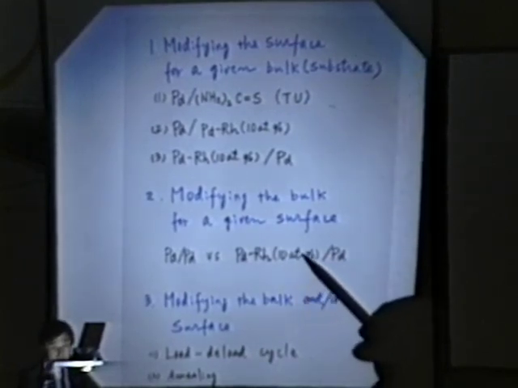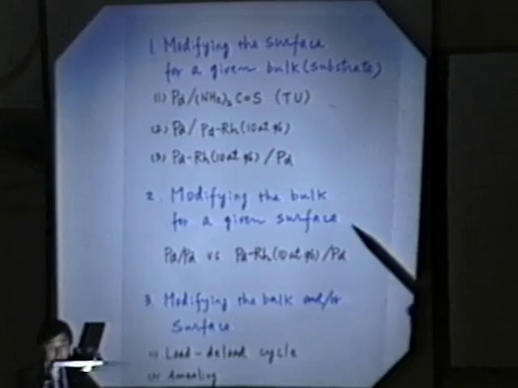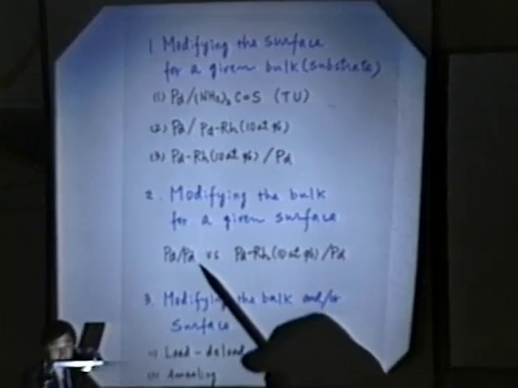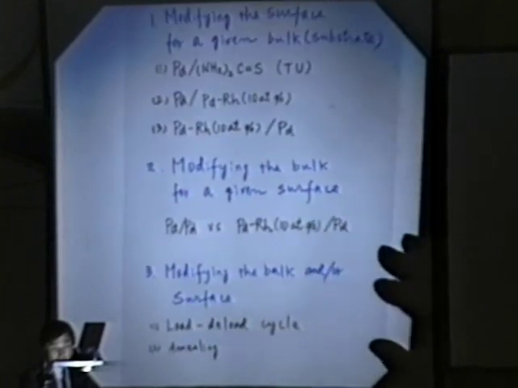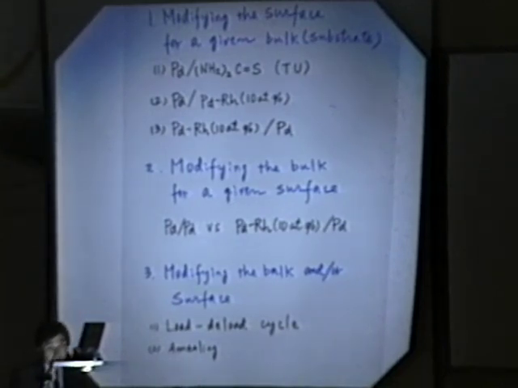And the second category belongs to modifying the bulk, the change from something to something, but for the same surface, by which I mean, in this case, palladium film deposited on the substrate. And the third category is modifying the bulk and or surface. I don't know and or, but for this category, I have had 2 sets of data showing the effect of load-deload cycle and also the effect of annealing of cold-worked palladium.